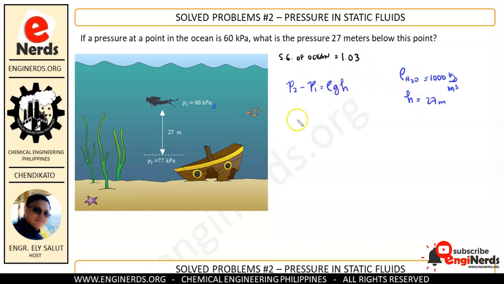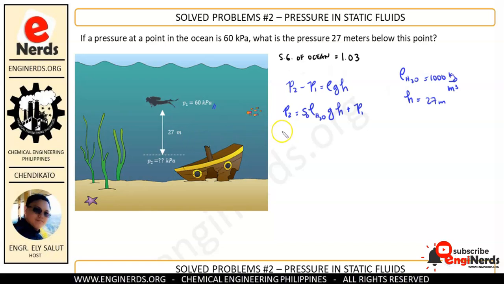So, let's use our formula. P2 is equal to the specific gravity of the ocean times the density of water, times the acceleration due to gravity, times height, plus our P1. Okay, so that is our working equation.